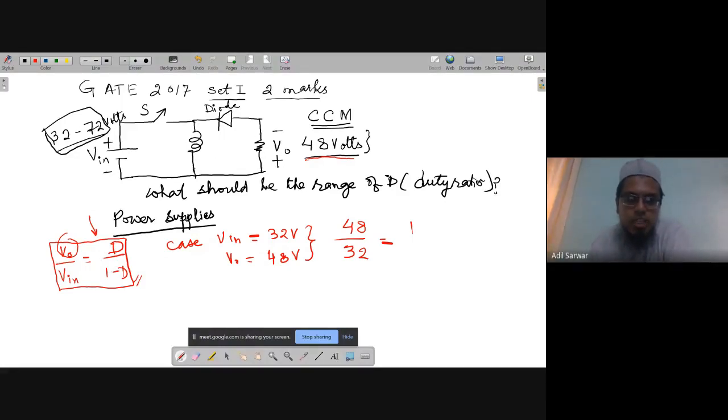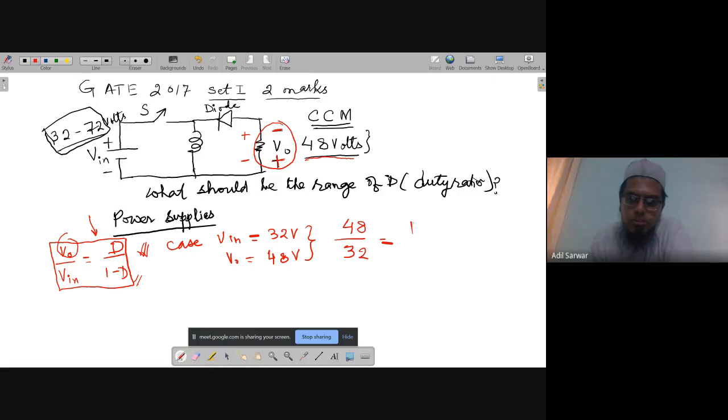But since you see, I have actually taken the polarity like this. Already I have taken reverse polarity. So this equation is okay. If I would have taken the polarity like this, plus here and minus here, then it would have been minus of D by 1 minus D. But since I have already taken the polarity as minus above and plus here, I would be using this relation Vo by Vin equals D by 1 minus D. Okay, is it fine?